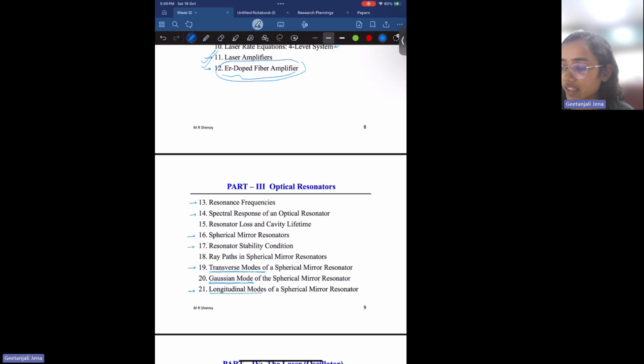we studied what are the modes, what are the supported modes inside the cavity. The modes can be a transverse mode. Transverse mode means it specifies one type of field distribution that is supported inside this cavity. So whenever this field oscillates inside the cavity, the field distribution remains unchanged. And we have also discussed what are the Gaussian modes, and what are the longitudinal modes of a spherical mirror resonator.